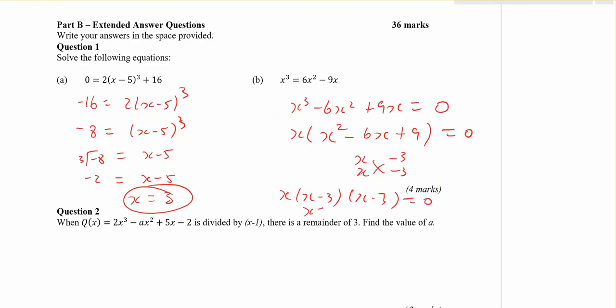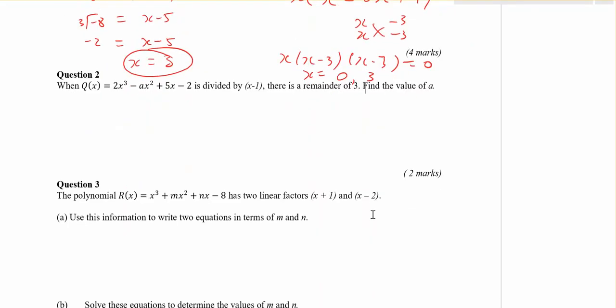Question 2, when this is divided by this, there's a remainder of 3. Now remember the cheat way. If I want to get the remainder of something, you just look at the divisor. You find the value of x which makes the divisor equal to 0. So if x equals 1, that happens. So if you sub in x of 1, or q of 1, then you should get a remainder of 3. So that's what it's telling you. So you know that when I sub in 1 for x, I get a remainder of 3. So if I sub in 1 into the equation, q of 1, I should get a remainder of 3.